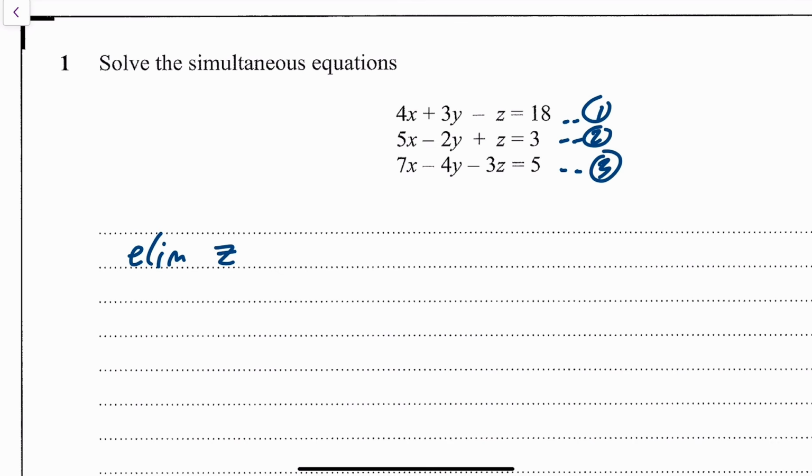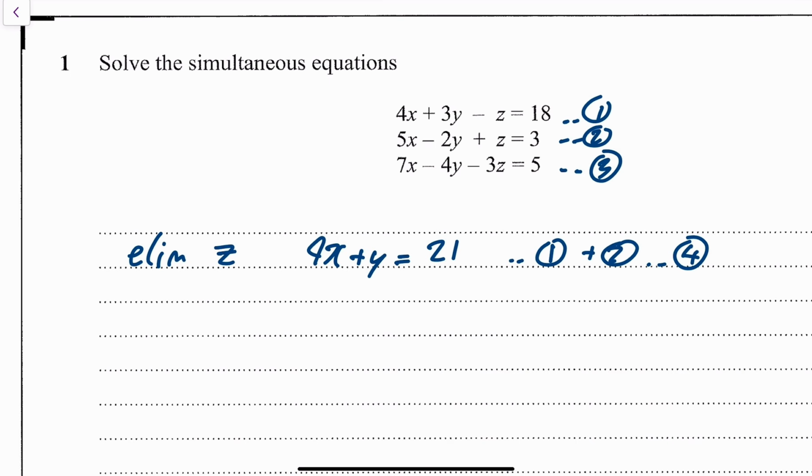And if you notice, equation 1 and equation 2 both have one z in them, and the signs of the z's are different. So if you add equation 1 and equation 2, that's going to give you a new equation 4. So adding 1 and 2, 4x plus 5x is 9x, plus 3y plus minus 2y is going to be just plus y, and 18 plus 3 is just 21. Okay, I have a wee bit more work to do now for the next one.